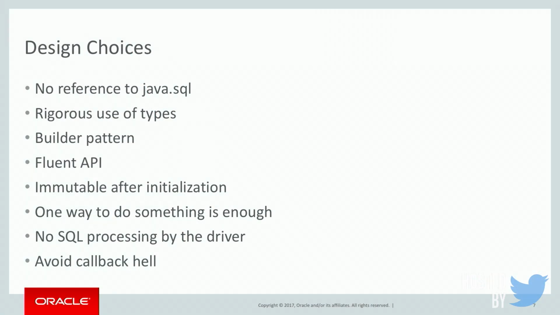Anyway, design choices. No reference to java.sql. java.sql, that's JDBC. Rigorous use of types, what does it mean? If you look at JDBC, Statement.execute takes a string. Now you look at PreparedStatement in JDBC, which is an extension of Statement. You cannot call PreparedStatement.execute with a string. It will throw an exception. So it's not a rigorous use of types.